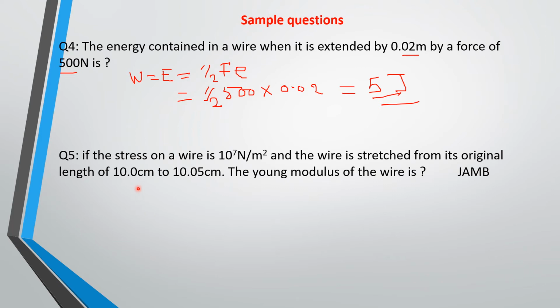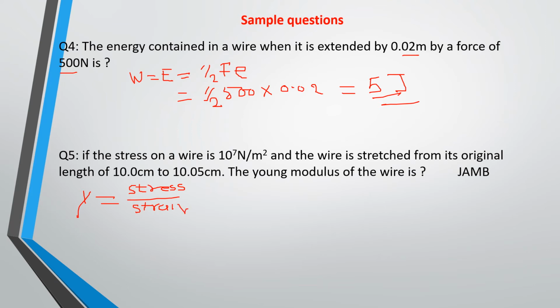All right, then the next one says that if the stress on a wire is 10 raised to power 7 and the wire is stretched from its original length of 10.0 centimeters to 10.05 centimeters, the Young modulus of the wire is what? Because it's a JAMB question, it requires that you understand what Young modulus is. They've already given you the stress. Know that Young modulus Y is given as stress all over strain.